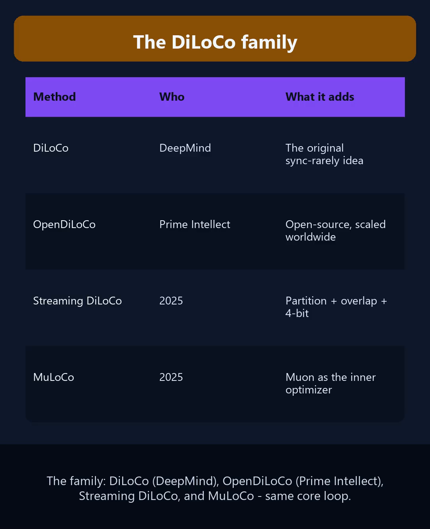DiLoCo has grown into a small family. The original DeepMind method proved the idea on the C4 dataset. OpenDiLoCo, from Prime Intellect, is an open-source implementation that scaled it worldwide. Streaming DiLoCo in 2025 added partition syncing, overlapping communication with compute, and 4-bit gradient compression. And MuLoCo swaps the inner optimizer for Muon. Same core loop, steadily less bandwidth.